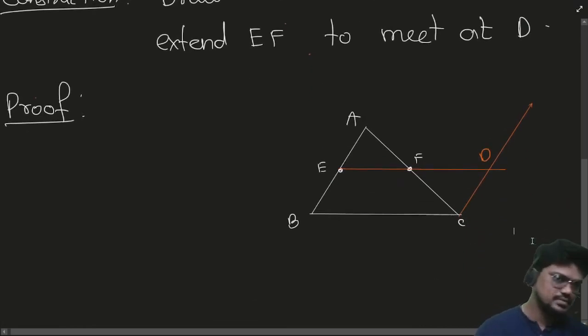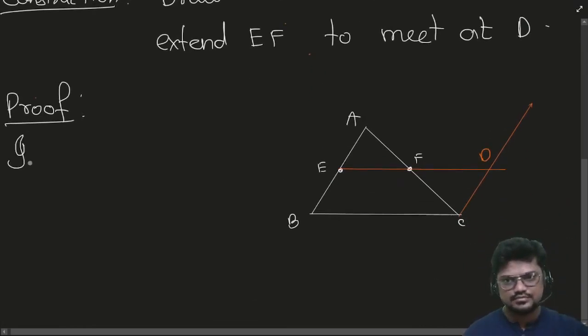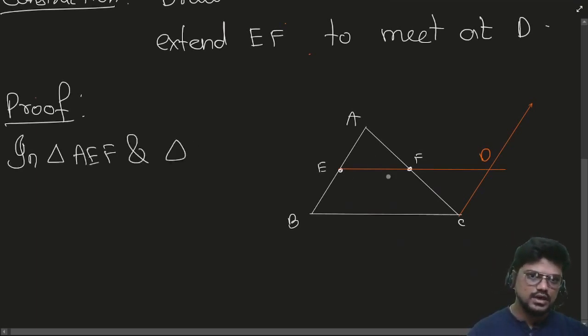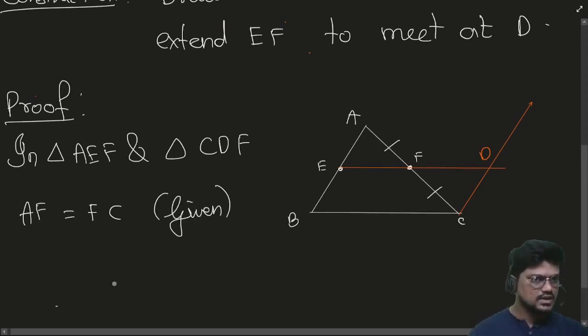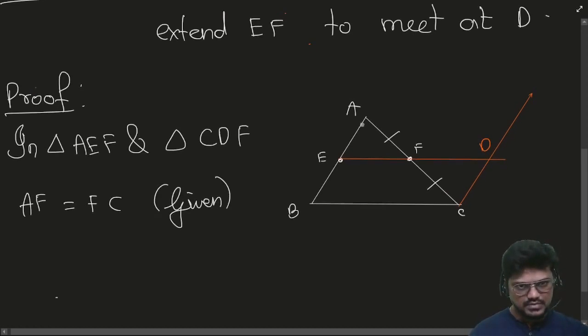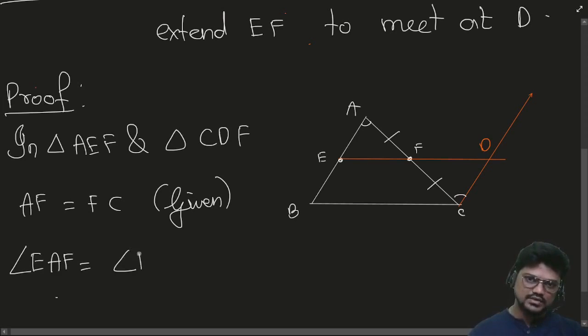Now see how to prove it. In triangle AEF and triangle CDF, what all things do we know? AF is equal to FC. That's given. Yes or no? This was given. After that, this angle will be equal to this angle, alternate angles. Angle EAF is equal to angle FCD, alternate angles.